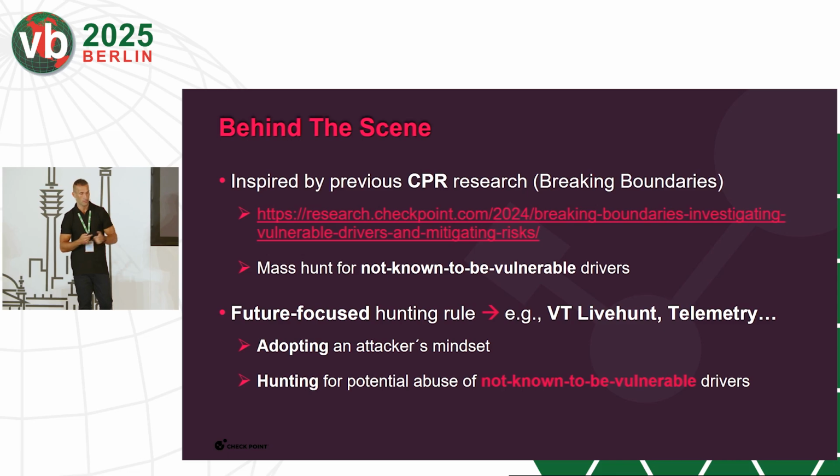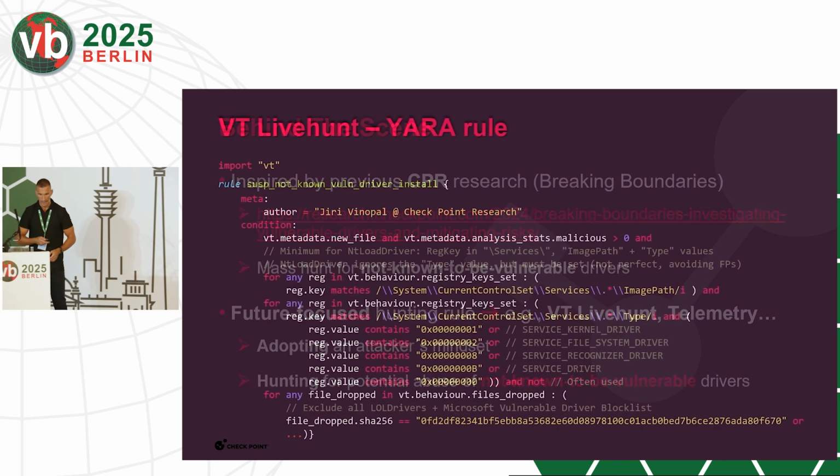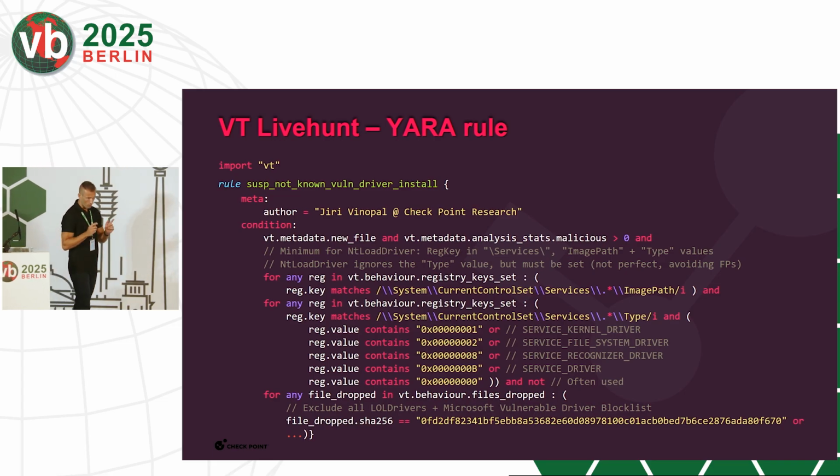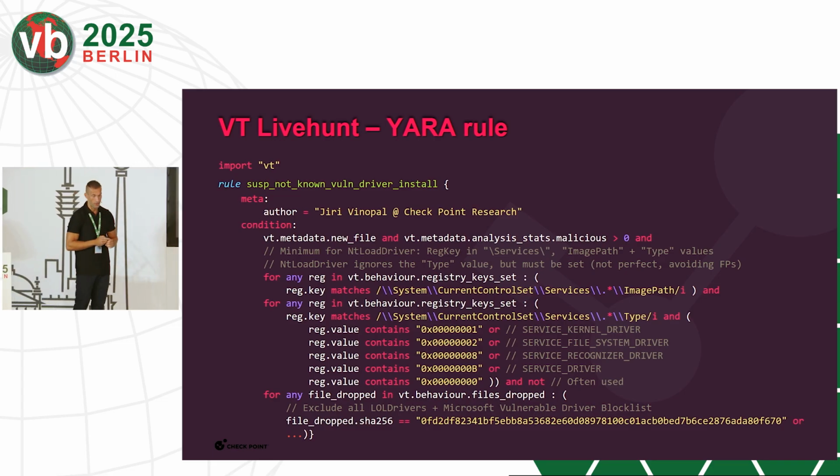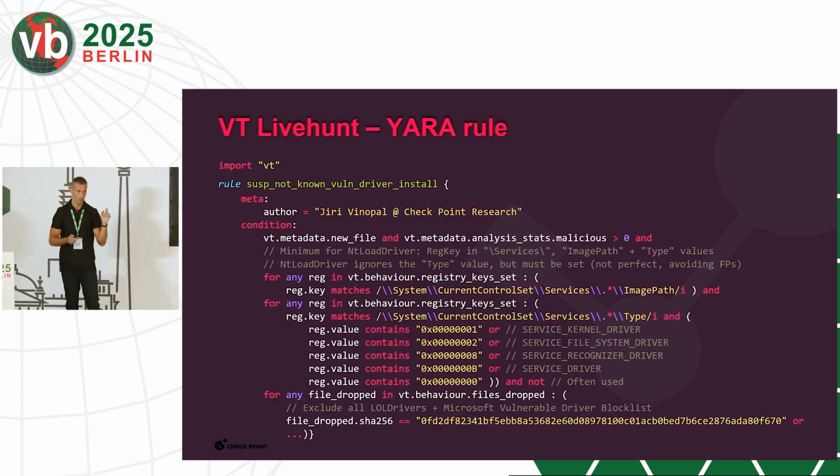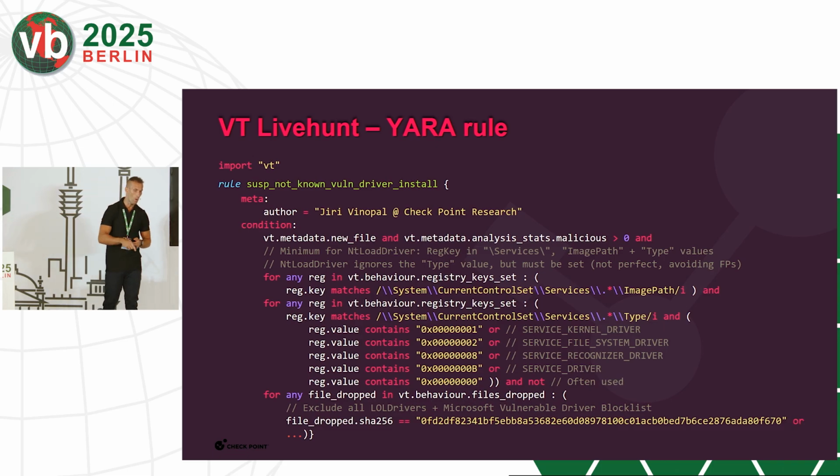So we created this kind of rule for VirusTotal Livehunt and our telemetry, where we hunt for potential abuse of not-known-to-be-vulnerable drivers. An example of such a rule can be seen here for VT Livehunt. This is a super simple, straightforward rule, so let's dissect it. First of all, we are detecting new files submitted to VT, and they must be detected by at least one or more engines as malicious.